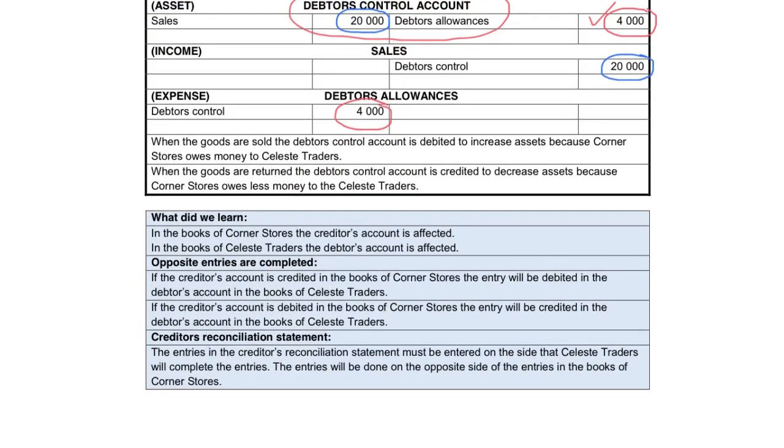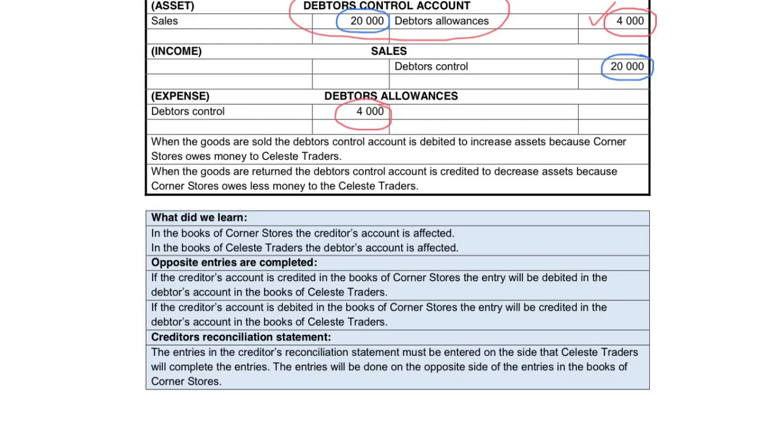What did we learn? In the books of Corner Stores, the creditors control account is affected. In the books of Celeste Traders, the debtors account is affected. We will always have opposite entries, so what you record in Corner Stores on the debit side will be recorded on the credit side of Celeste Traders. And when we do the creditors reconciliation statement, the entries will be recorded as they will be recorded in the books of Celeste Traders. So the entries will always be on the opposite side of what they will be in the books of Corner Stores.